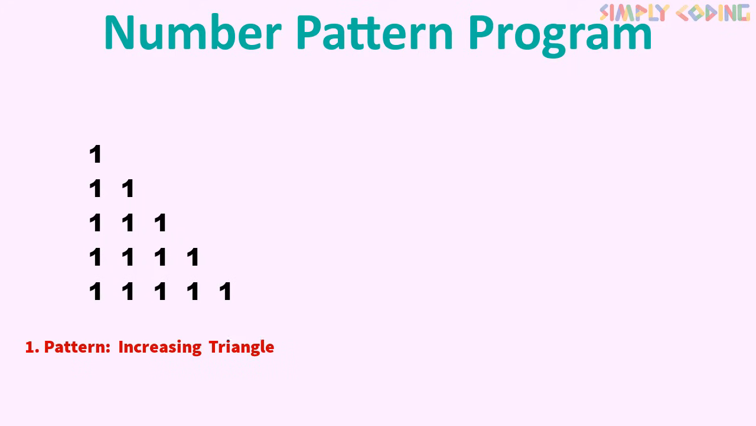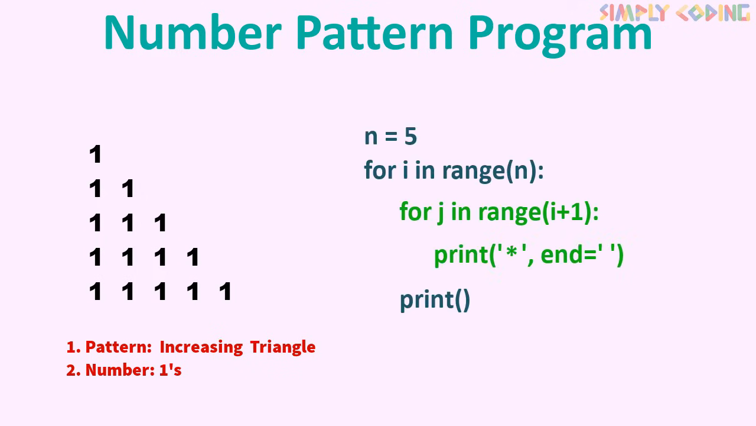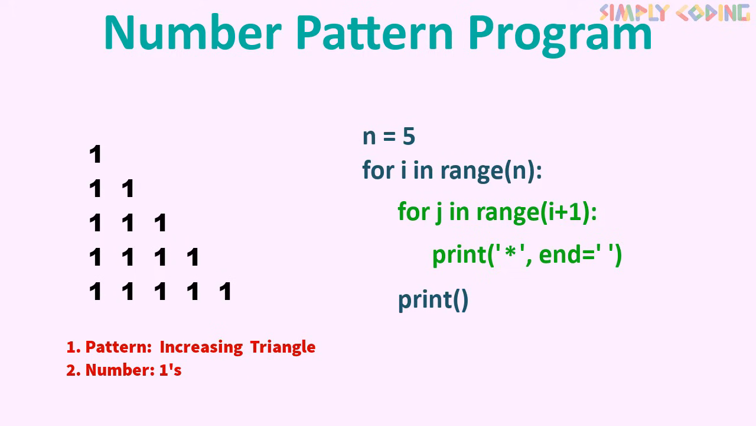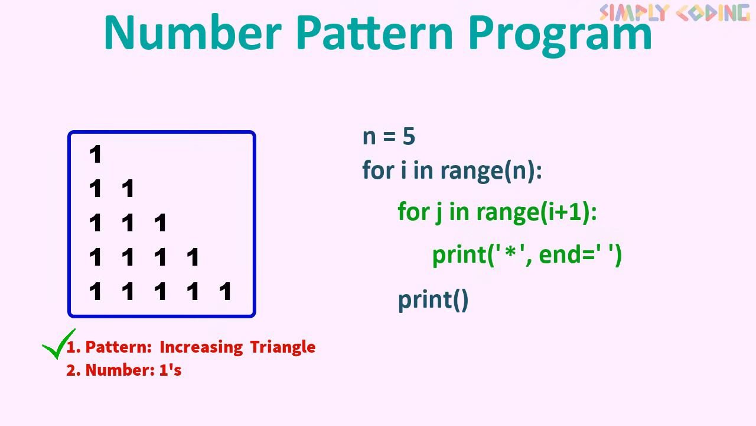First, what is the pattern, and second, what are the numbers in it. You will first look at the shape and write the code which is required for that shape. As you see, this is an increasing triangle pattern program. We will first get the star pattern program for the increasing triangle we had learnt in the star pattern video. So this program solves the first part of creating the pattern.